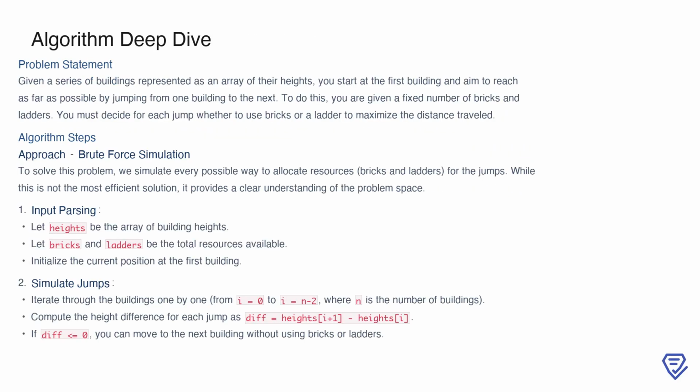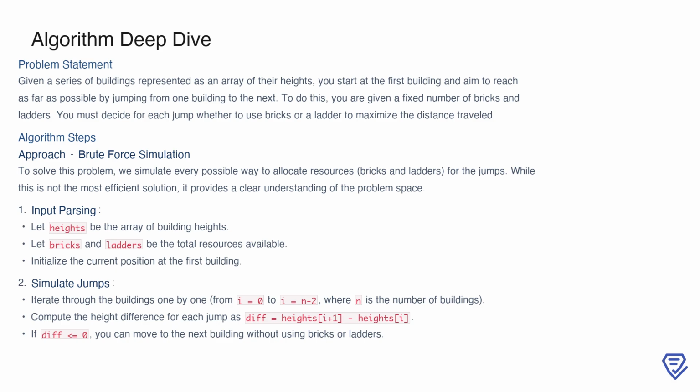In this problem, we're tasked with determining how far we can travel across a series of buildings, represented by their heights. Starting at the first building, we aim to reach as far as possible by jumping from one building to the next. To help us make these jumps, we are provided with two limited resources: bricks and ladders. The challenge is to decide how to allocate these resources effectively for each jump to maximize our distance.